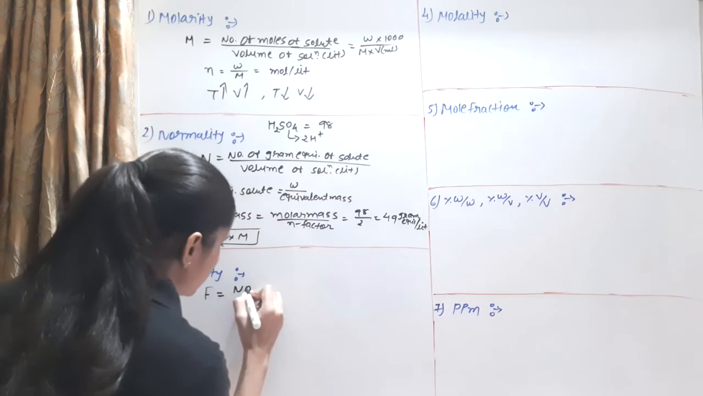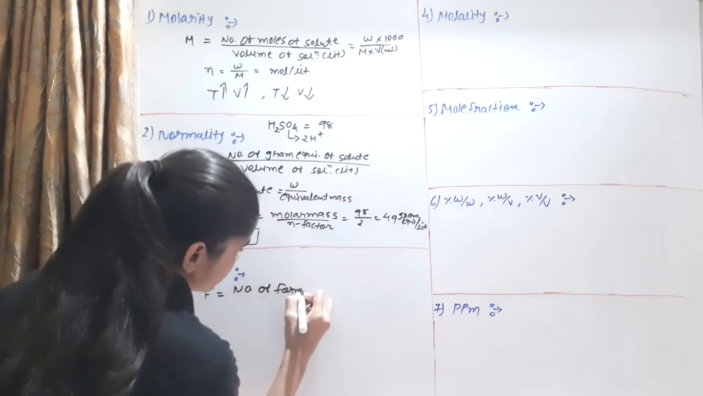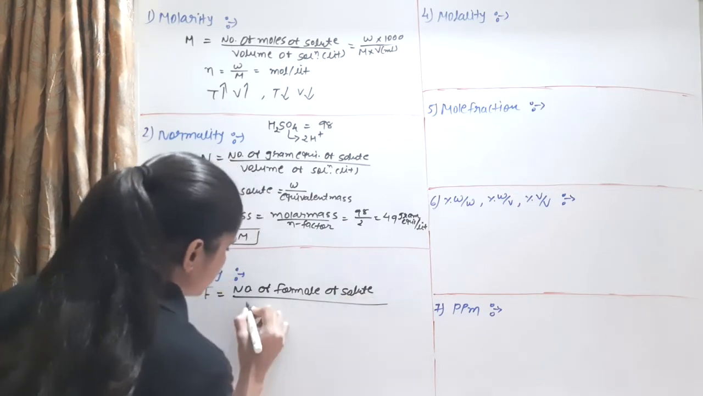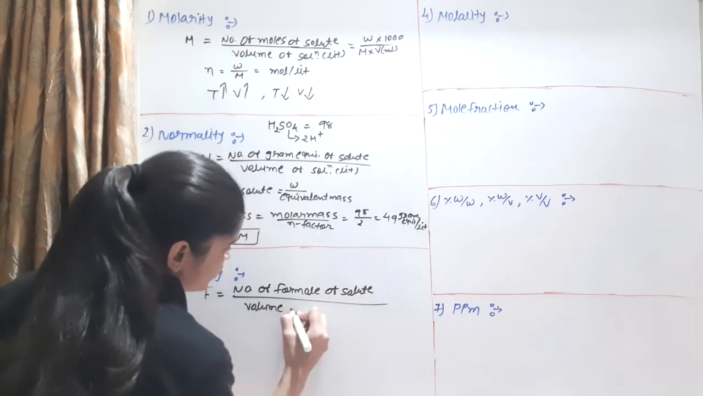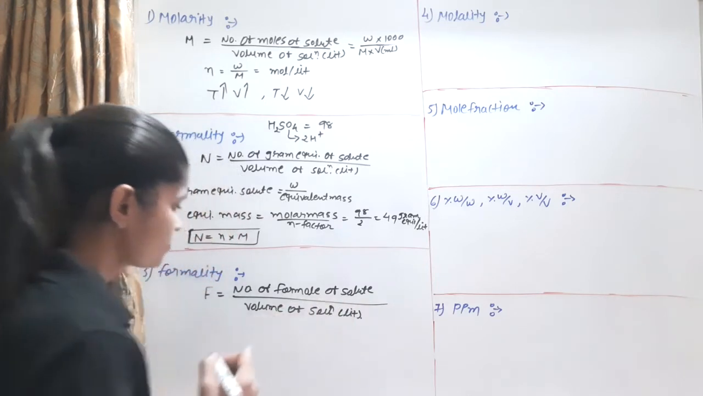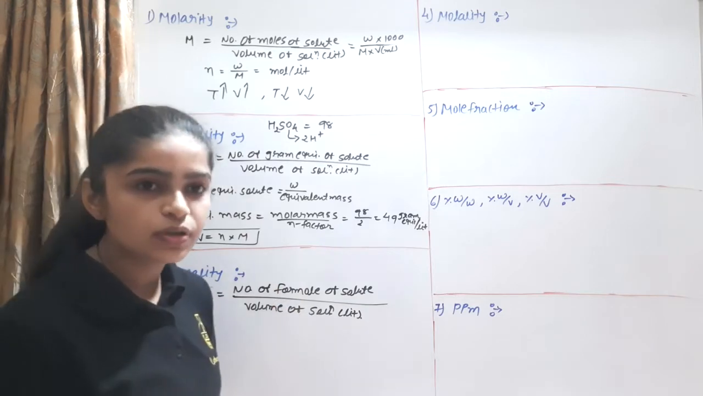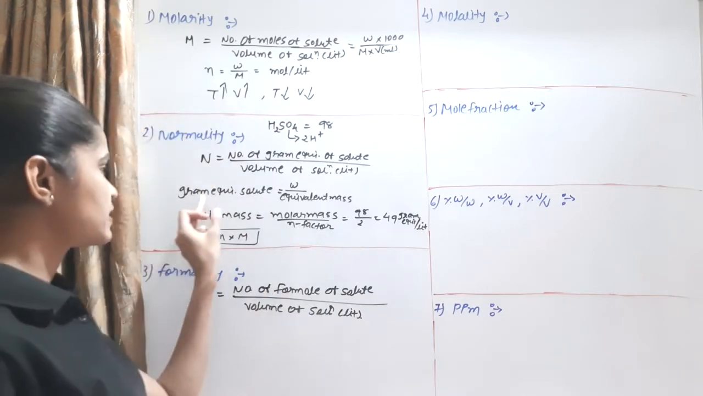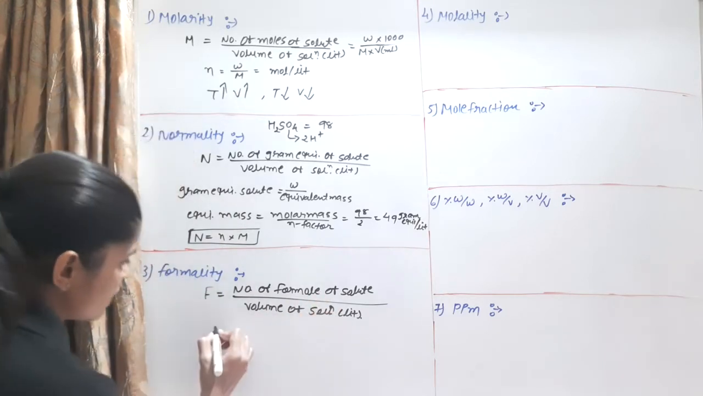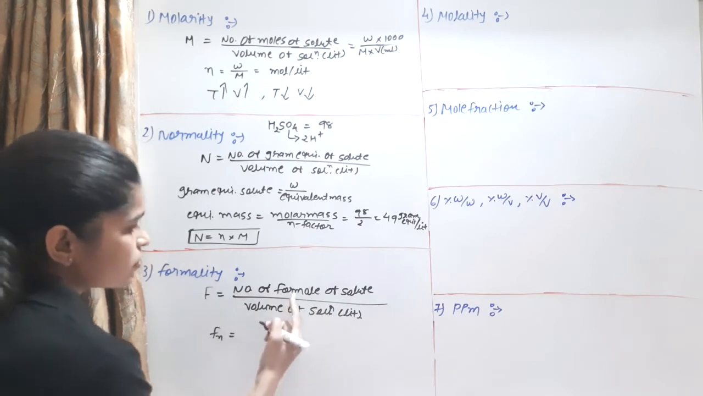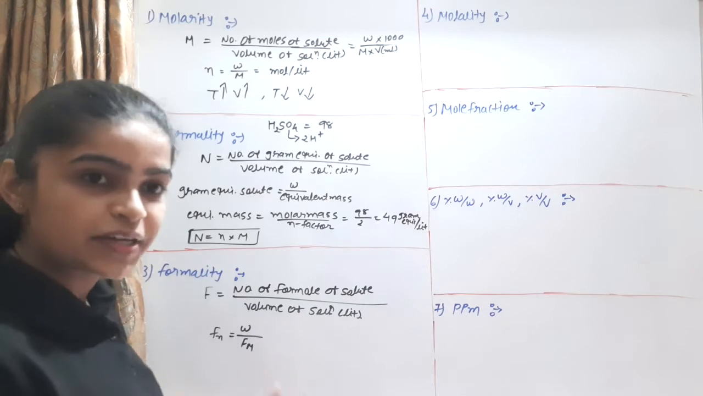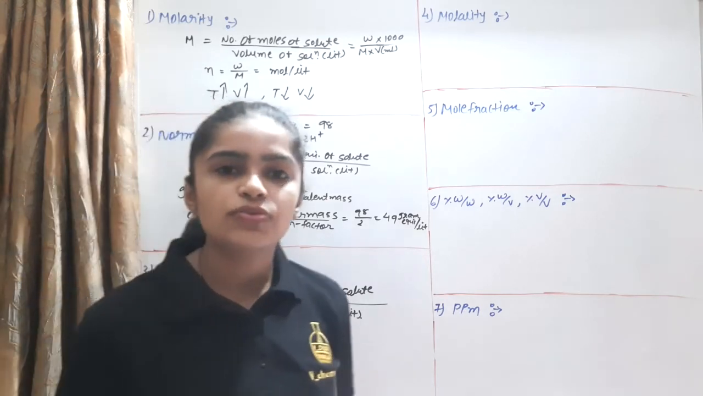So that is the number of gram formula mole of solute dissolved per liter of solution, meaning the volume of solution in liter. What is the meaning of the gram formula mole of solute? This is the mole, in this the gram equivalent solute. It's denoted by the Fn. This is the weight upon formula mass. How to find out the formula mass?